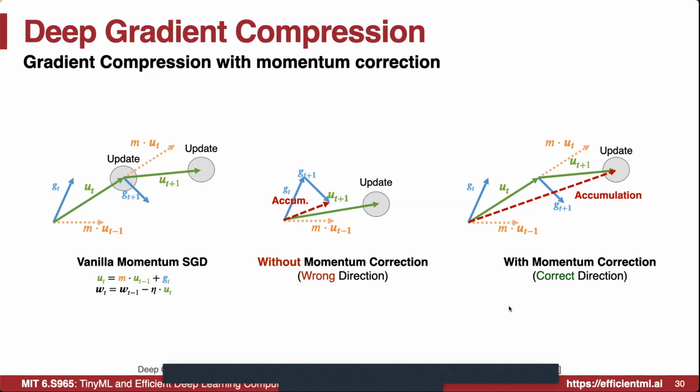For example, here we learn about deep gradient compression, where only 1 in 1,000 gradients actually needs to be sent out. So here we need to correct the momentum, do a momentum correction to make sure there's no loss of accuracy.